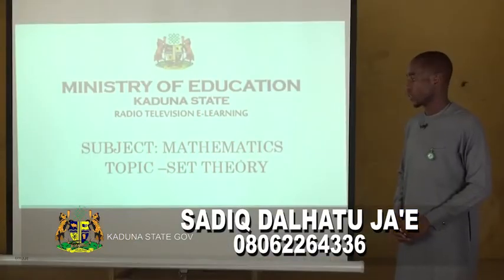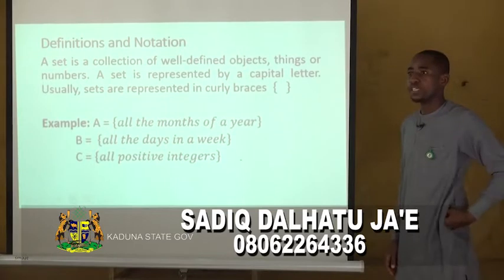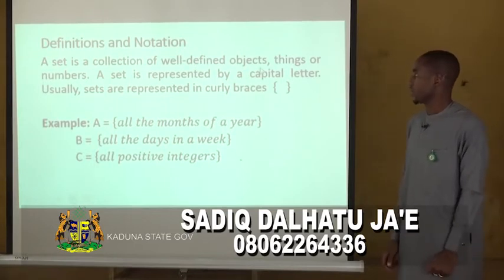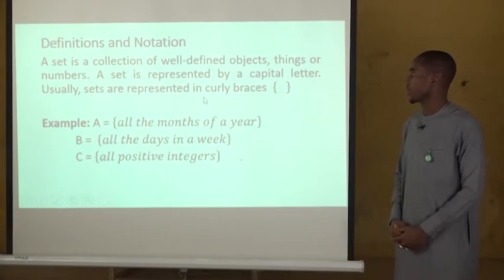The topic of discussion today is set theory. First, we are to see the definition of a set. A set is a collection of well-defined objects, things, or numbers. A set is represented by a capital letter. Usually, sets are represented in curly braces.